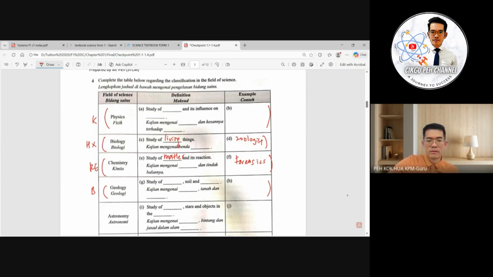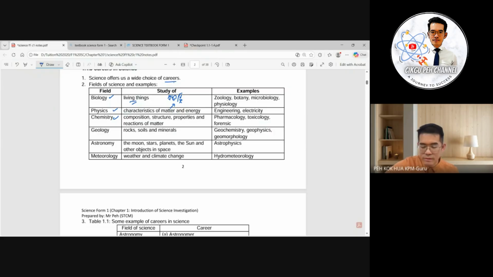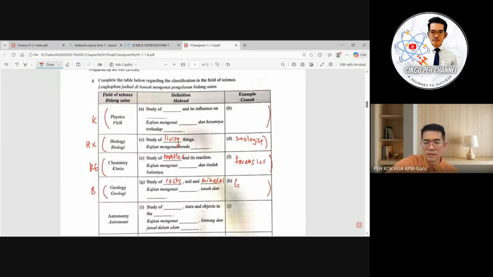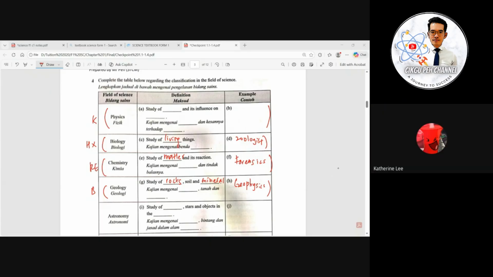Then, Brandon. Study of rock, soil, and minerals. Geochemistry, geophysics, geomorphology. Study of rock, soil, and mineral. Yes. Example: geochemistry, geophysics, geomorphology. Okay, so we choose one of the answers. I choose geophysics. Okay. Catherine, can you get the answer? No.